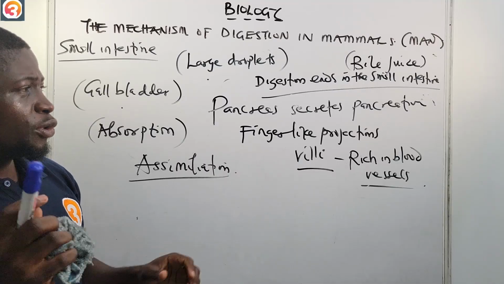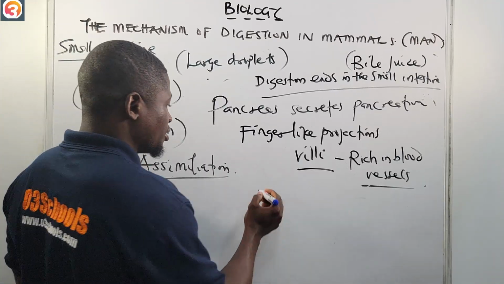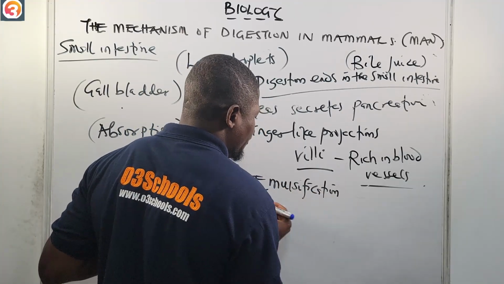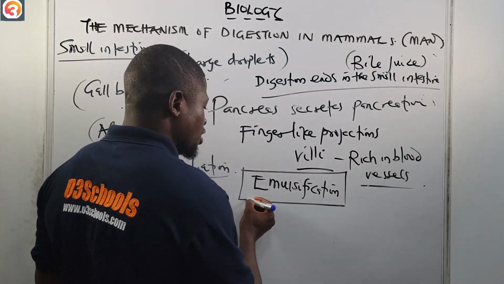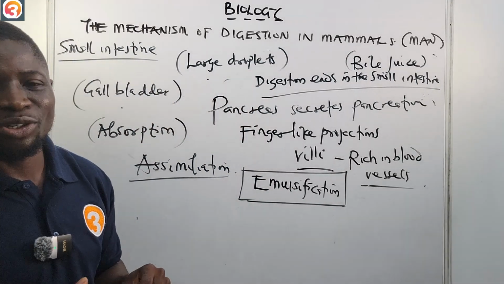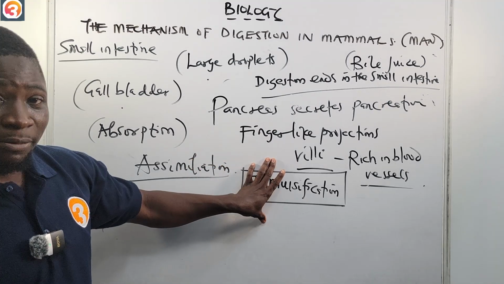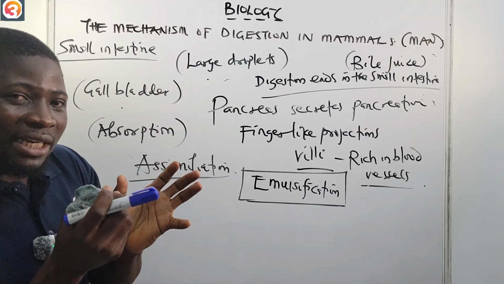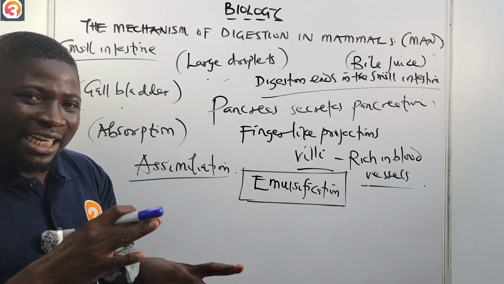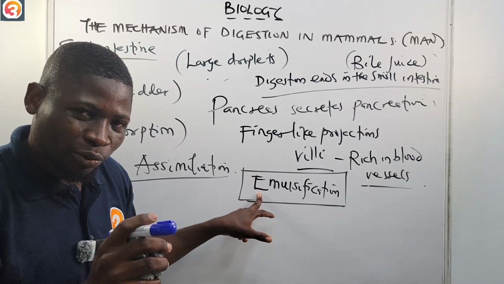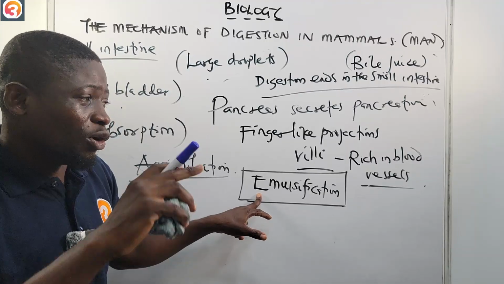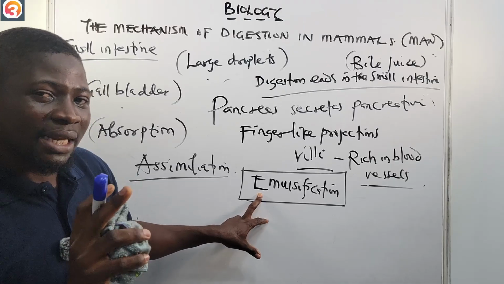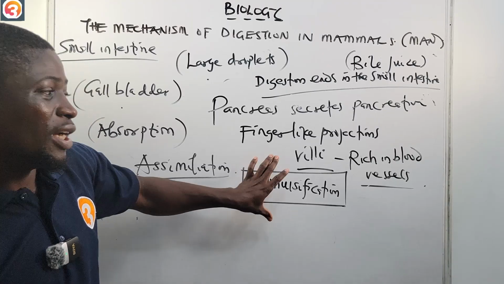Okay, I forgot to tell you something. There's a term I forgot to talk about, which is emulsification. Emulsification of fat. Please take note of this term, you will encounter it in your JAMB past questions. Emulsification of fat is the process where large droplets of fats are broken down into smaller droplets so that enzymes can act on them. It's called emulsification.